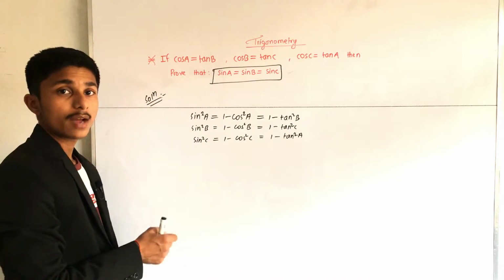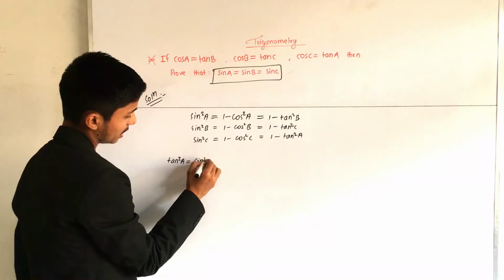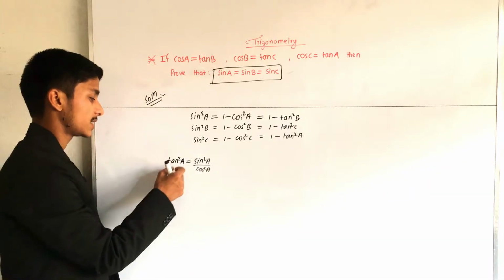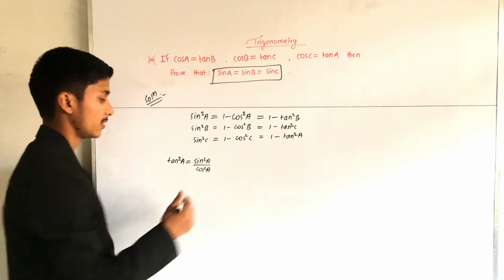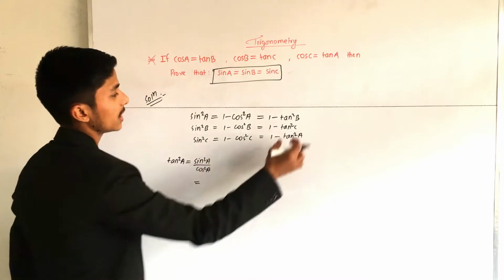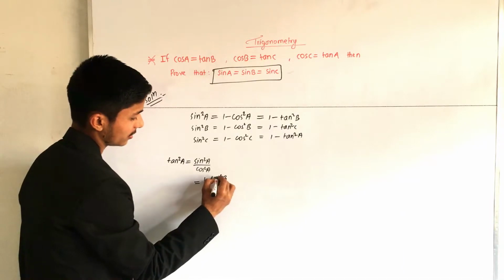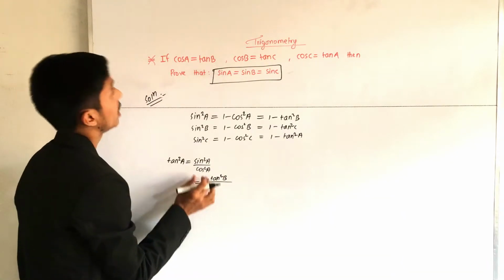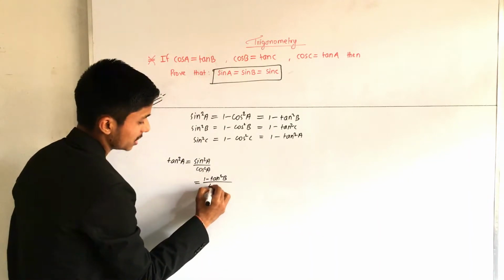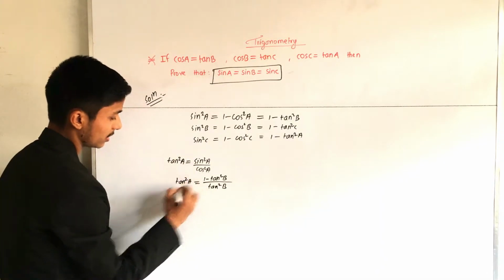Now we have the formula tan square A is equal to sin square A by cos square A. We know this formula, this is very simple. Tan A is equal to sin by cos, then tan square A is equal to sin square by cos square. And here, instead of sin square A we can write 1 minus tan square B, then we write 1 minus tan square B by cos square A. Instead of cos A we can write tan B, therefore we get tan square B, and on this side we have tan square A.